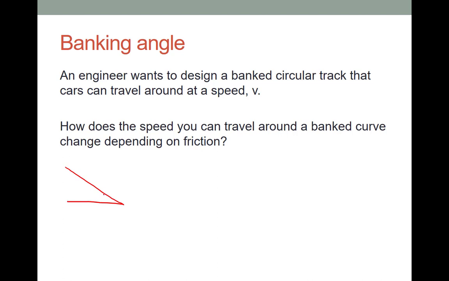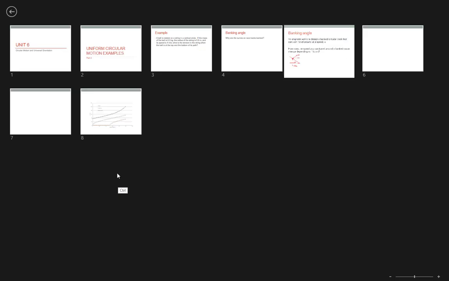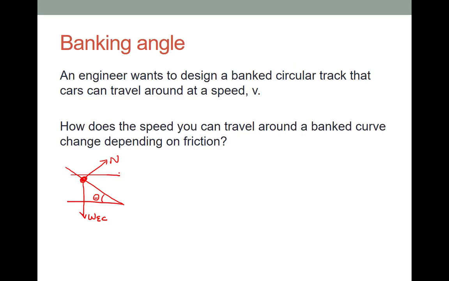So here's my banked track. There's an angle theta. Here is the normal force on the car, which I'm just going to represent by a circle at this point, and the gravitational force pointing downward. Okay. Since acceleration points to the right, I'm going to use a coordinate system which has an axis pointing to the right. So positive y and positive x like this.